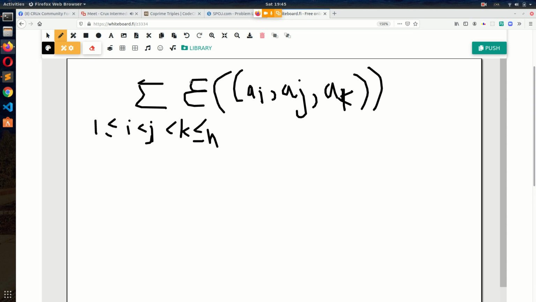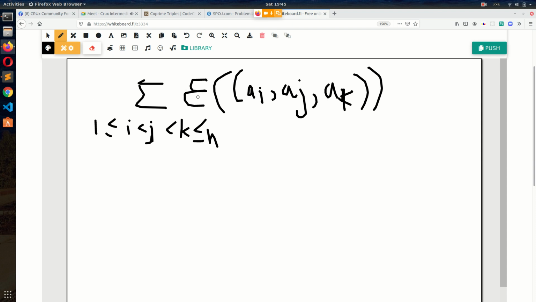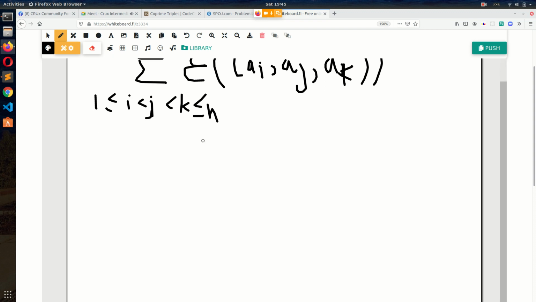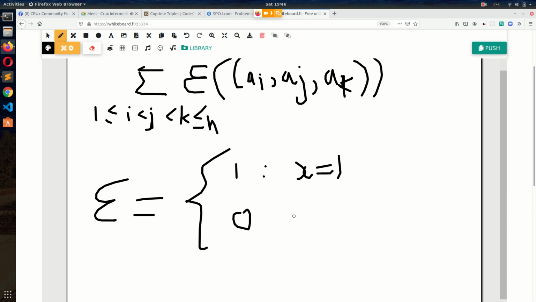Did anyone think of this? And can everyone see why this is true? Okay, I think everyone can see why this is true. Wait, what is the epsilon function again? So epsilon of x was 1 if x is equal to 1 and 0 otherwise. Okay, so that's epsilon of GCD of ai, aj, ak.